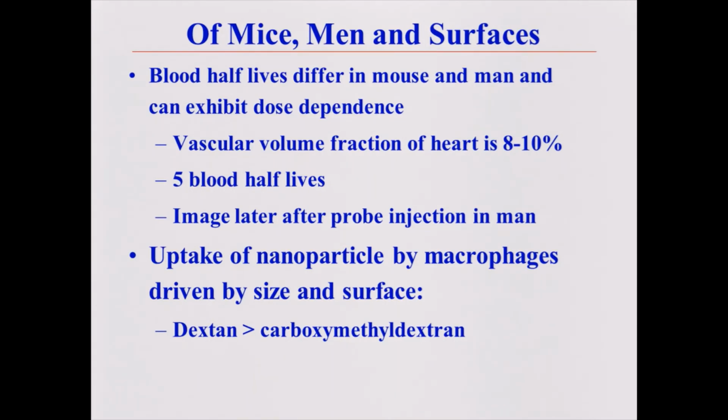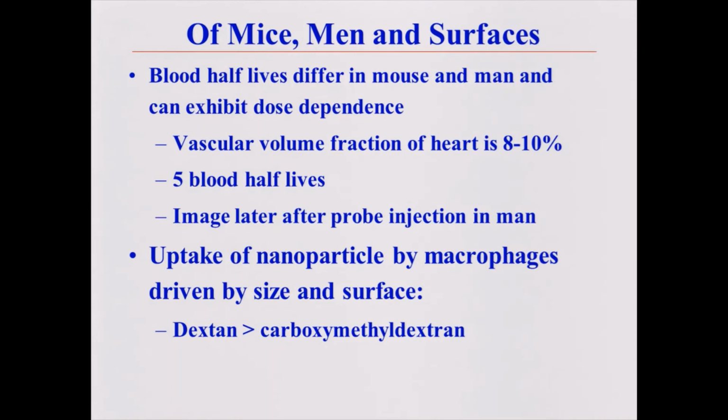Now, this is important in the myocardium because the vascular volume fraction in the myocardium is about 10%. You have a highly, highly vascular organ. So if you have a lot of background probe floating around in your blood pool, because of that high vascular volume fraction, it could lead to a lot of noise in your image. So you really want to wait 5 blood half-lives after you've injected the probe to make sure that all that probe that's floating around in this very high vascular space in the myocardium is washed out.